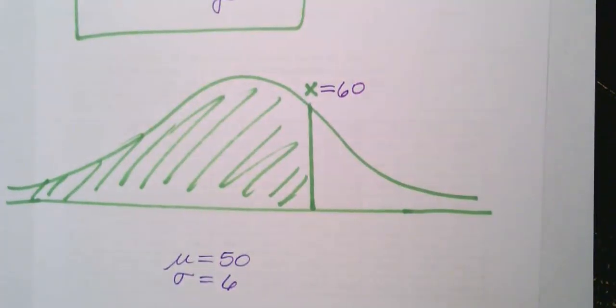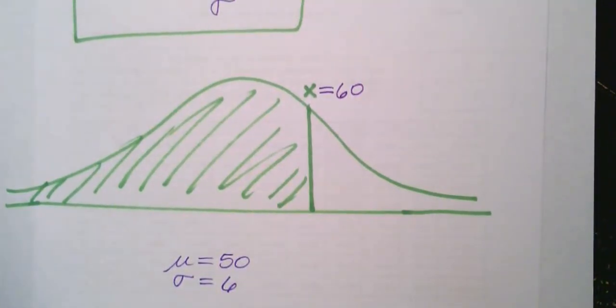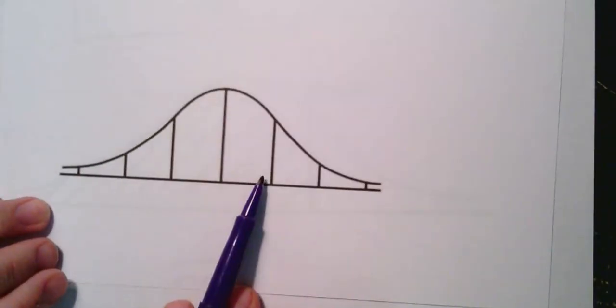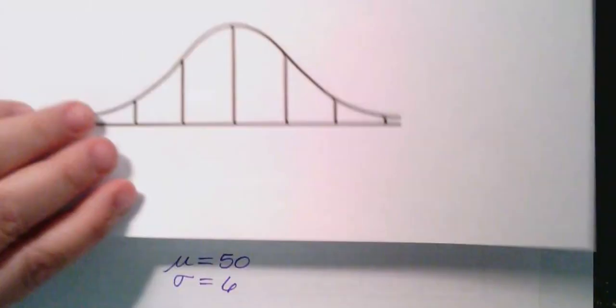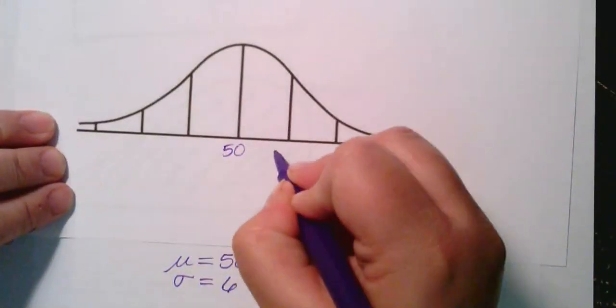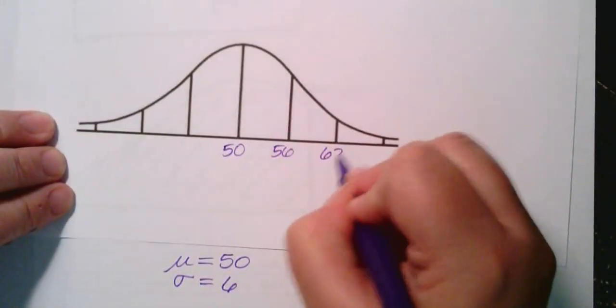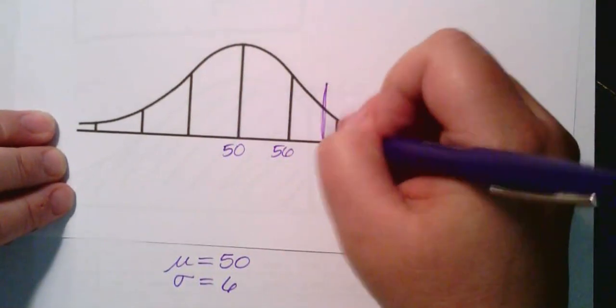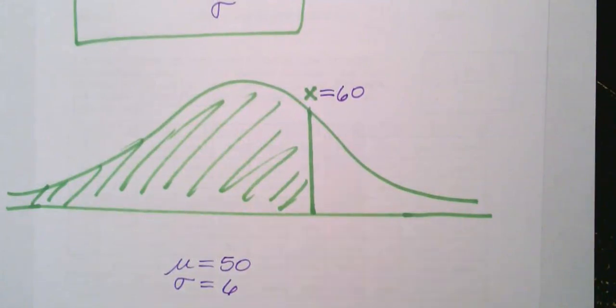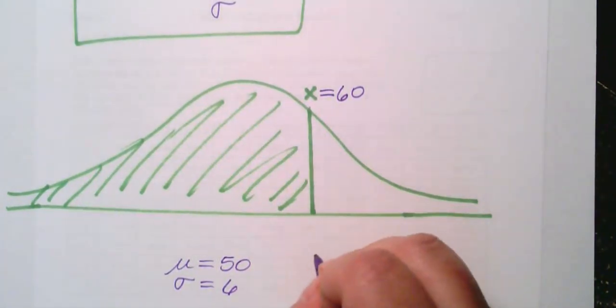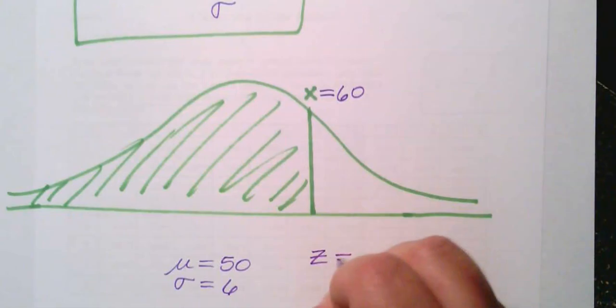Well, 60 would not be, remember, on those perfect lines at 1 standard deviation, 2 standard deviations, 3 standard deviations, because they would be, let's see, here's 50, 6 would be 56, that'd be 62. So it would be somewhere in here. Okay? So we have to figure out what is the Z-score for 60.